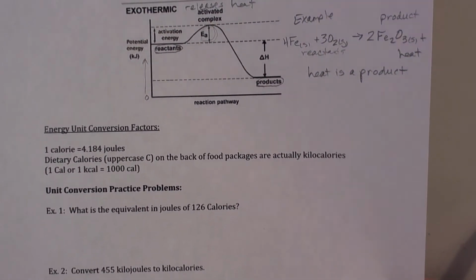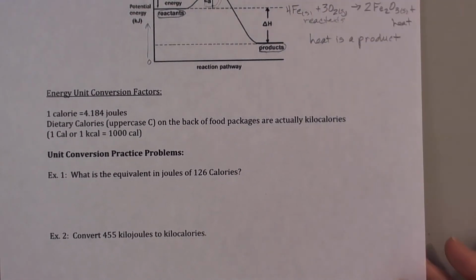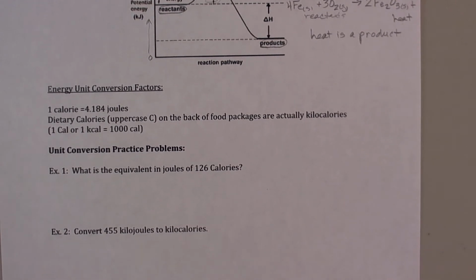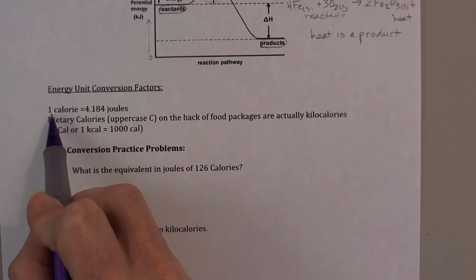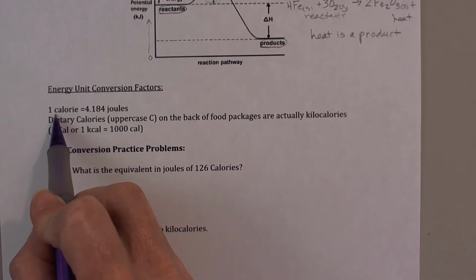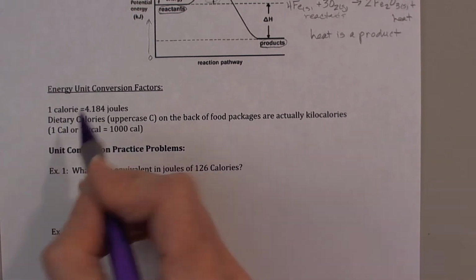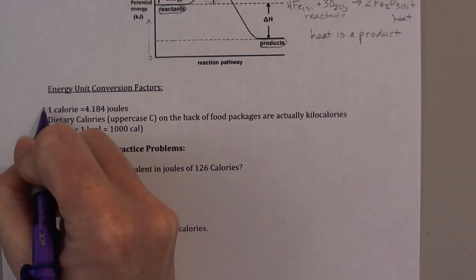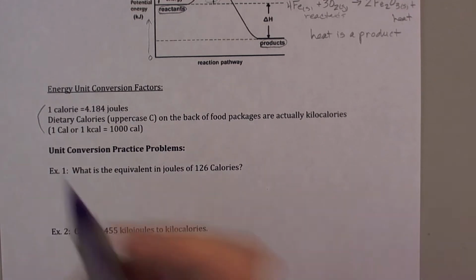Now I want to turn your attention to these conversion factors for the units that we're going to use in thermochemistry. 1 calorie, and note this is calorie with a small c, is equal to 4.184 joules. This you have to memorize, these conversion factors.